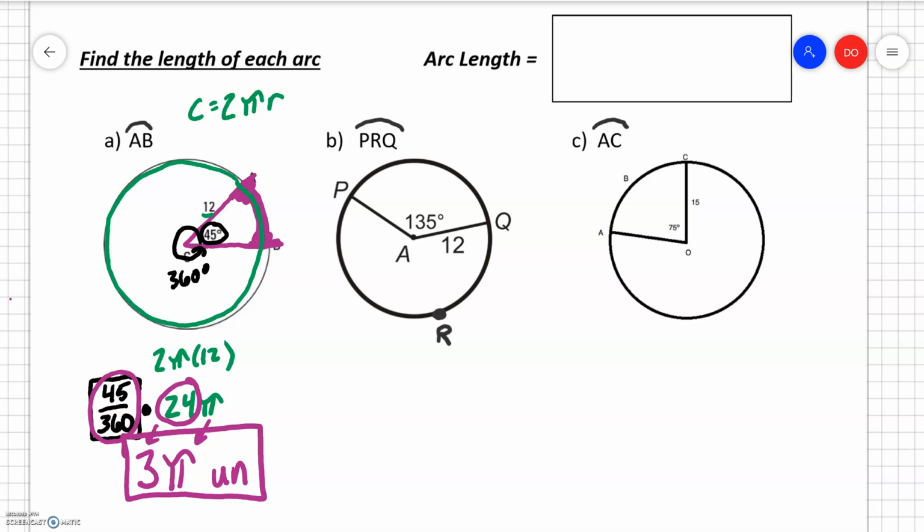So to generalize that formula for any arc length, we want to take the circumference of the circle, which is 2 times pi times the radius, and could also be written as pi times the diameter, whichever form you prefer. And then we're going to multiply that by the portion that the arc takes up on the circumference. To calculate that, we're simply going to do the arc measure of the arc you're trying to find the length of, divided by 360. Again, 2 times pi times the radius is all the way around the circle. This is how much of the circle your arc will consume.